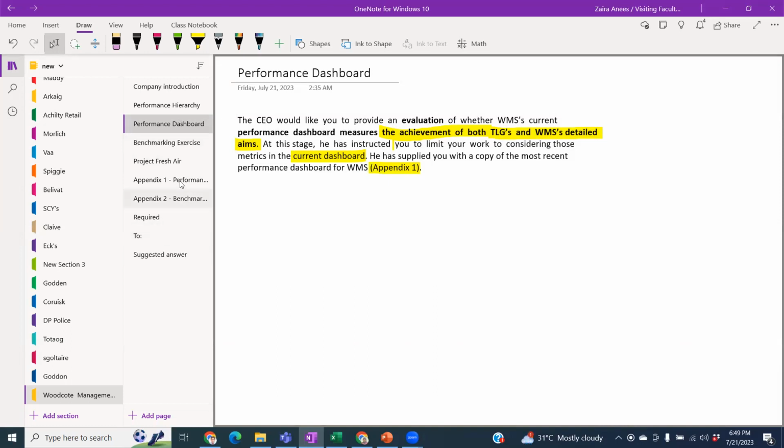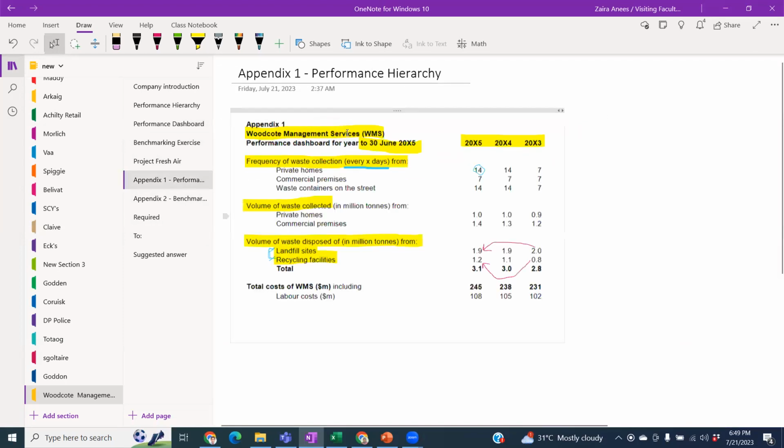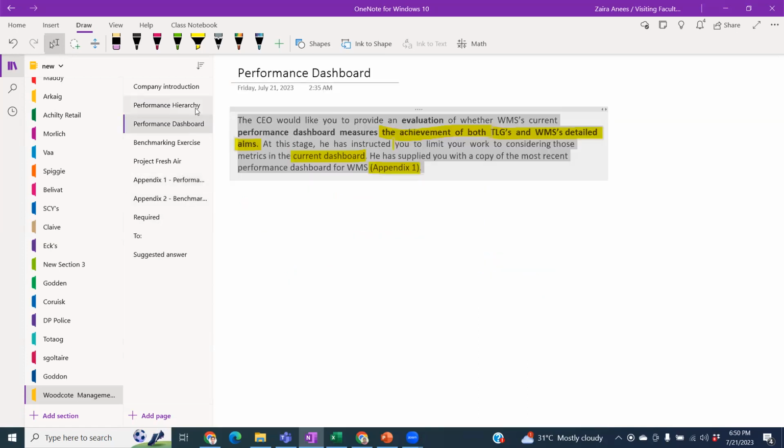Because in the second part, you are required to do the performance measurement dashboard, to check whether these things which are given here are actually CSFs and KPIs. This is the CSF, frequency of waste collection, and these are the KPIs, because these are the ways we have measured the overall critical success factors of the organization. So if you start doing this part, you will end up with the second requirement, which says performance dashboard, right?